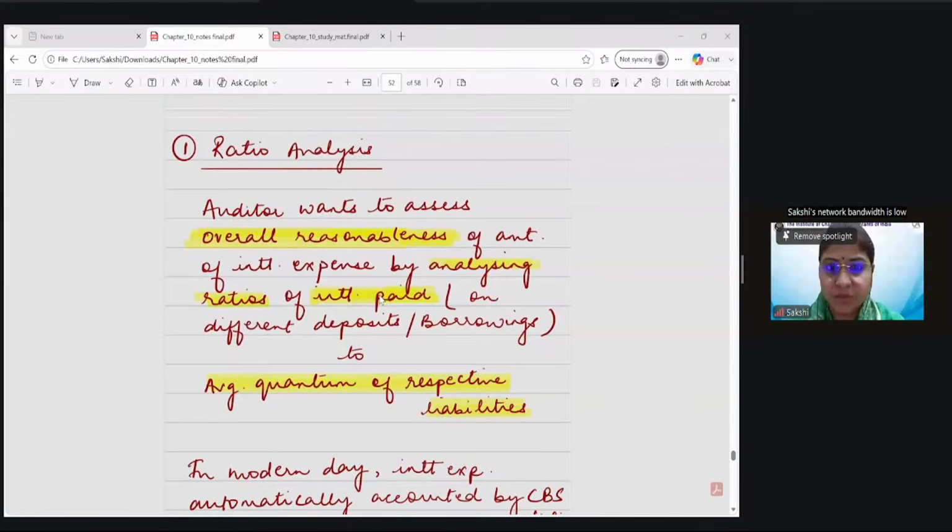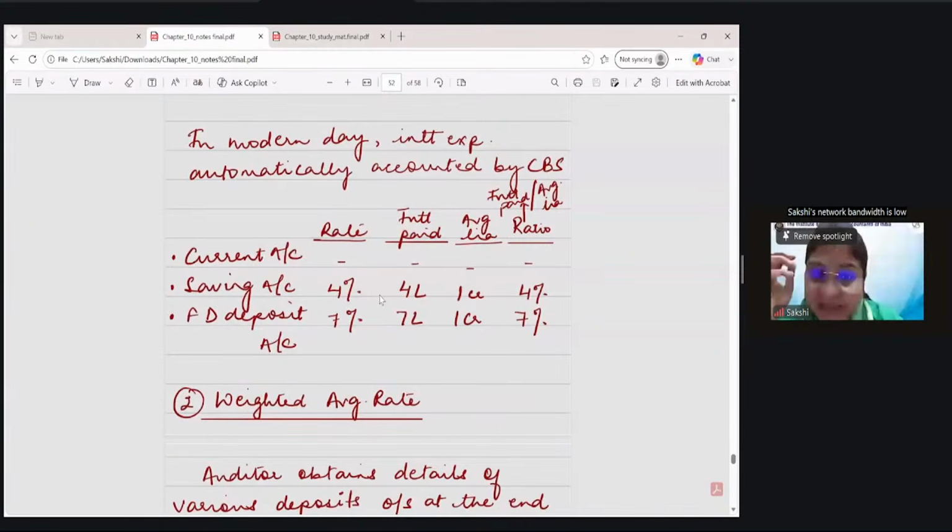There are three accounts: your current account, savings account and FD account. Let's assume that the rate of interest in your savings account is 4% and the FD account is 7%. In the current account, you don't get any interest. I hope you all know that for the current account, no interest is paid to you, because it is your day-to-day functioning account.